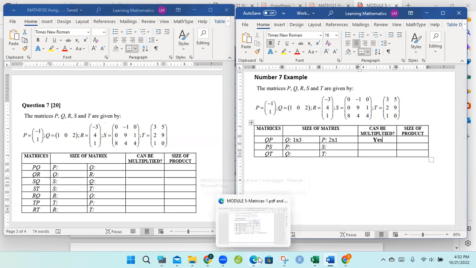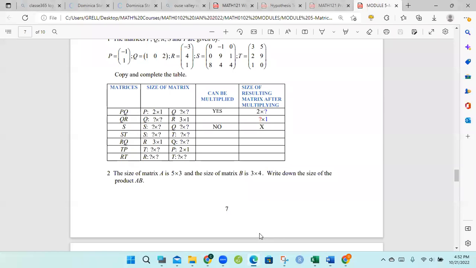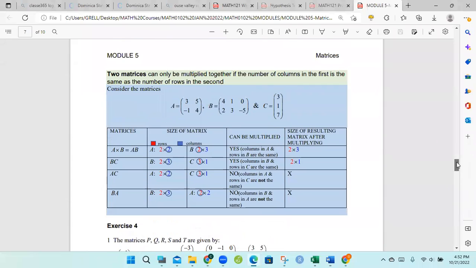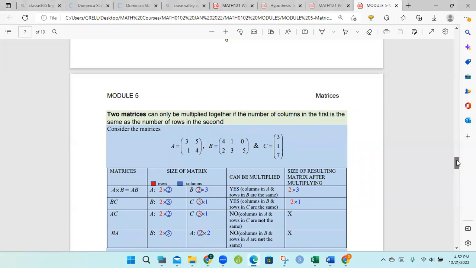Let's go over that again. For multiplication to be possible, the number of elements in the row must be the same as the number of elements in the column. In that case, AB is possible because there are 2 elements in the row and there are 2 elements in the column.